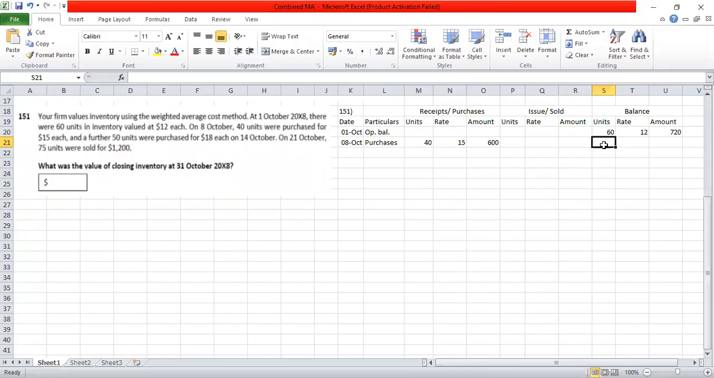Altogether, the opening balance had 60 units. Now a fresh 40 units are purchased. So altogether, quantity wise, they have 100 units. But these units are acquired at different rates. The opening balance is valued at $12 per unit, and the new purchase is valued at $15 per unit. So if that is the case, then how do we value that? We have to value the inventory.